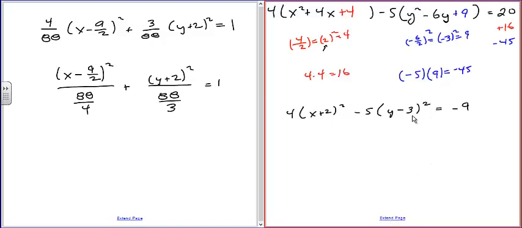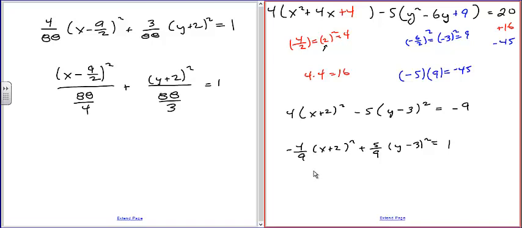So we're almost there. One thing we would do is, we don't want a negative sign over here, so we would divide by negative 9. So you'd have negative 4/9 times x plus 2 squared, minus 5/9, actually plus 5/9, because when you divide negative by negative, you get positive, times y minus 3 squared is equal to positive 1.